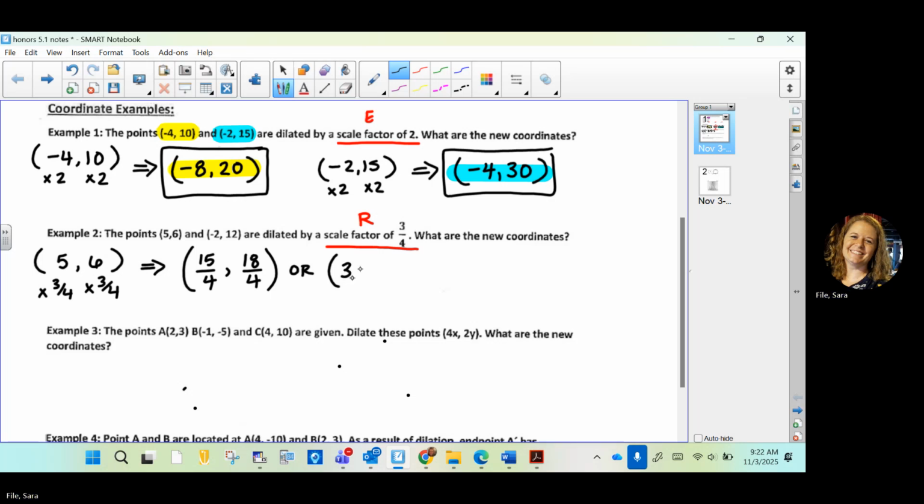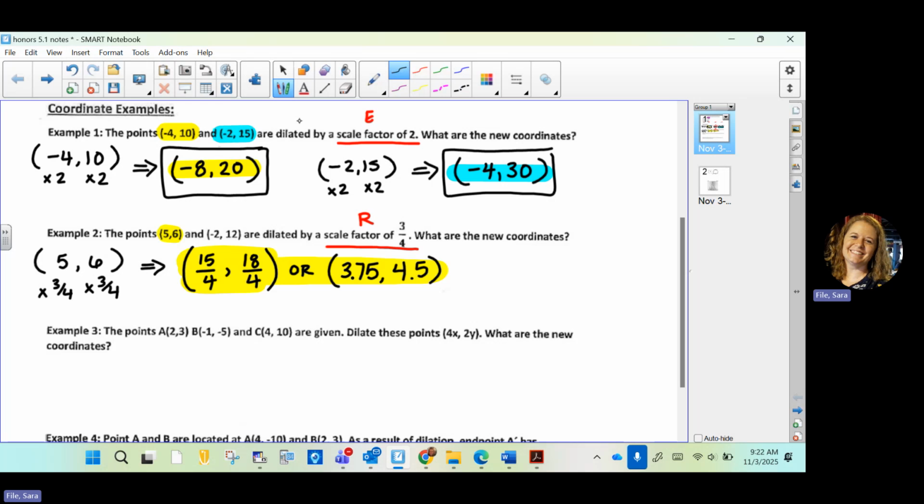3.75 and 4.5. Okay, so either one of those is acceptable for that first one. So let me just show. We went from here to here or here, whichever one of those you prefer.